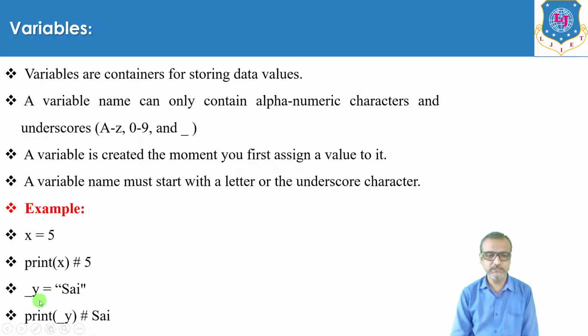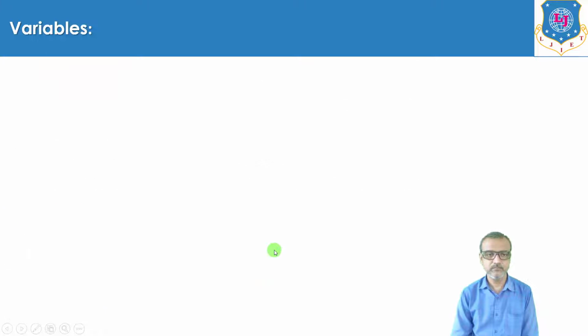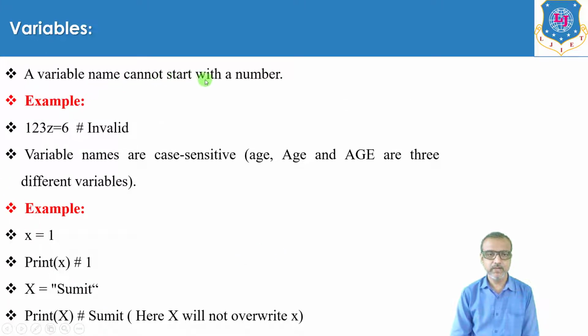Then after that, _y, again this is a variable, that is _y, and in this variable we have stored the string, that is "sign". If I write print of _y, it will give me the output as sign. A variable name cannot start with a number. For example, if I write the variable as 123z equals to 6, this is invalid. We cannot write numbers at the beginning of a variable.